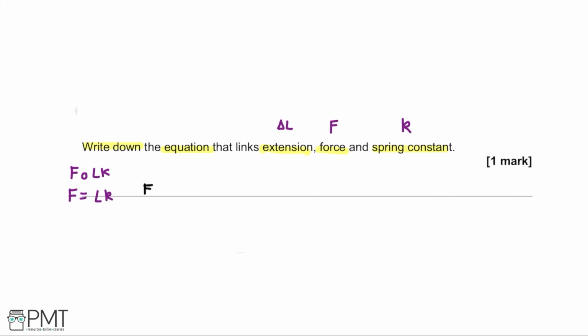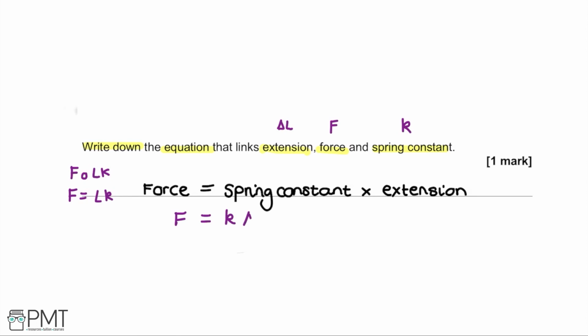So I have here that the force is going to be equal to the spring constant, so K. And then we're going to multiply that spring constant by L here, which in fact should be delta L. So that's going to be the extension. So the equation is the force is equal to the spring constant multiplied by the extension, or F equals K delta L in its more common form.